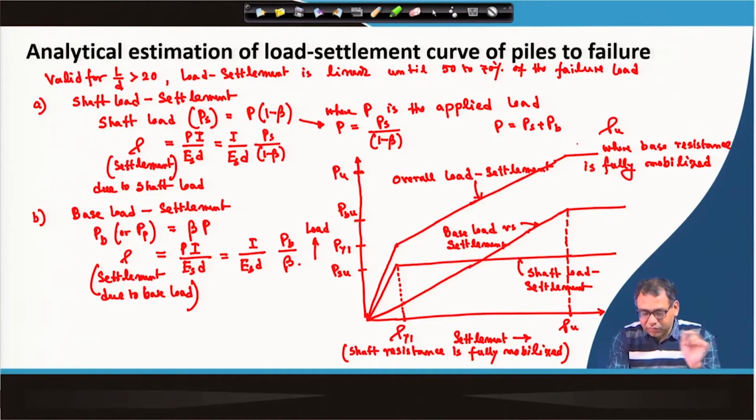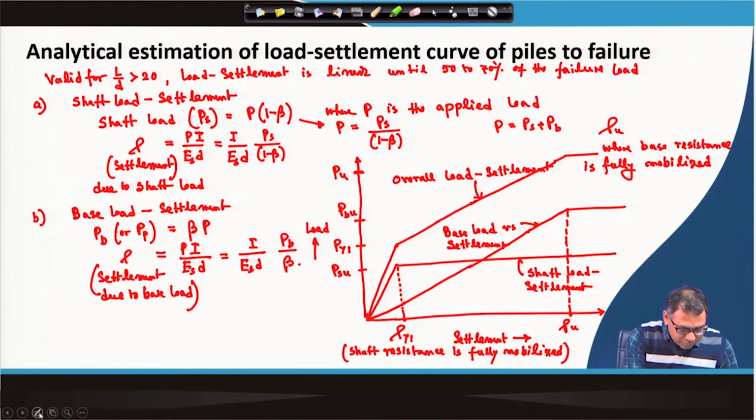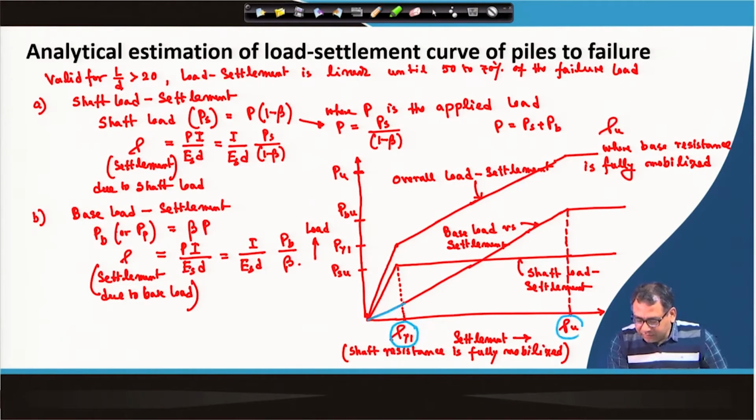To draw this curve, what are the values we should know? We should know this value, this value, this value, and this value. If I know these 4 values and I know the relationship is linear, then I can perfectly draw this overall load versus settlement curve, because if I know the settlement at this point, then we can locate this point, and if I know this settlement and this overall load, then also I can locate this point.